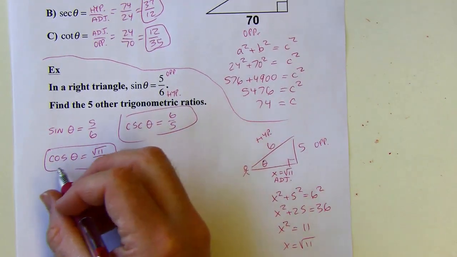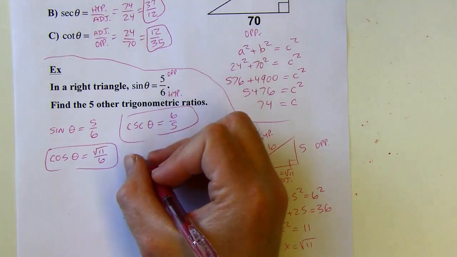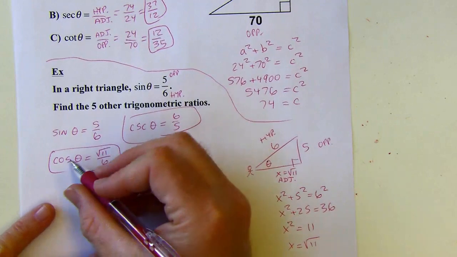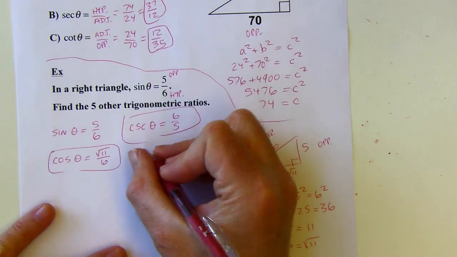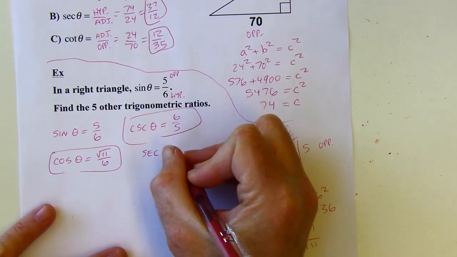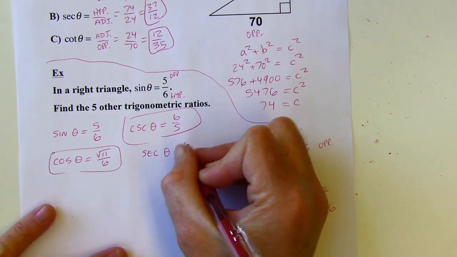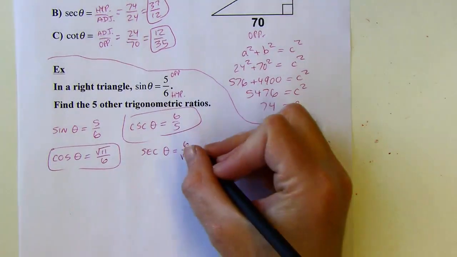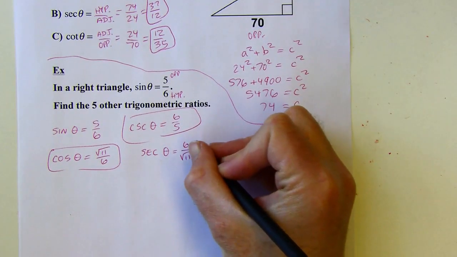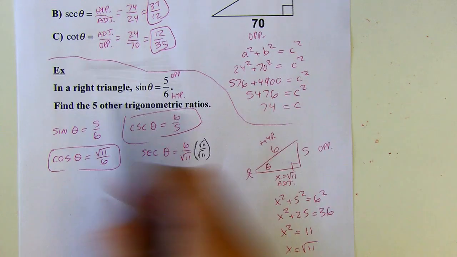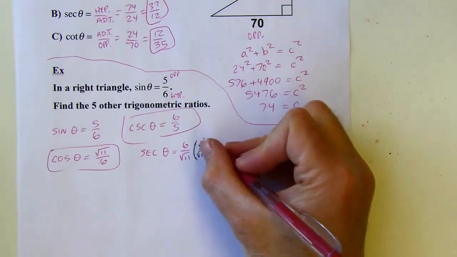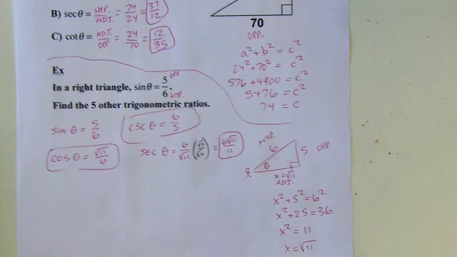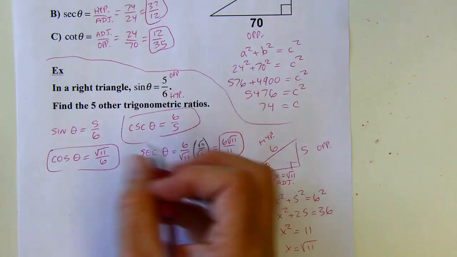The co-function, the reciprocal of that, the co-pair, isn't going to have a co in it, so this is going to be the secant. And then I'm going to flip this upside down. This one's not quite ready to go though because I've got a radical in the denominator. So I want to take care of that by cloning a twin for the 11. So this is going to be 6 root 11 over 11. 3 down, 2 to go.